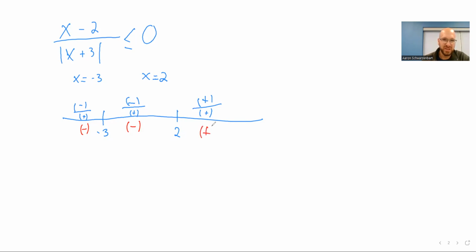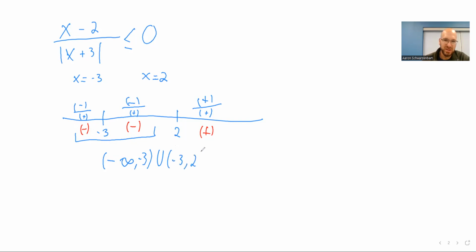So my results, I'm looking for when it is less than 0, so it's looking at these negative regions. Hold on, my drawing's not working. There we go. It's those chunks. Now I can't say negative infinity to 2 because -3 is a vertical asymptote. I cannot include that. That's not part of my domain. So I need to have this break here, negative infinity to -3, but I don't include -3.